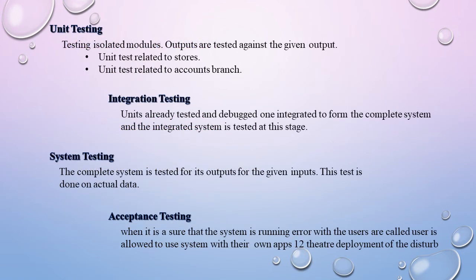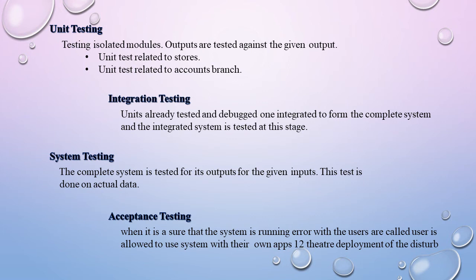Unit testing. Testing isolated modules. Outputs are tested against the given output. Unit test related to stores. Unit test related to accounts branch. Integration testing. Units already tested and debugged are integrated to form the complete system, and the integrated system is tested at this stage.